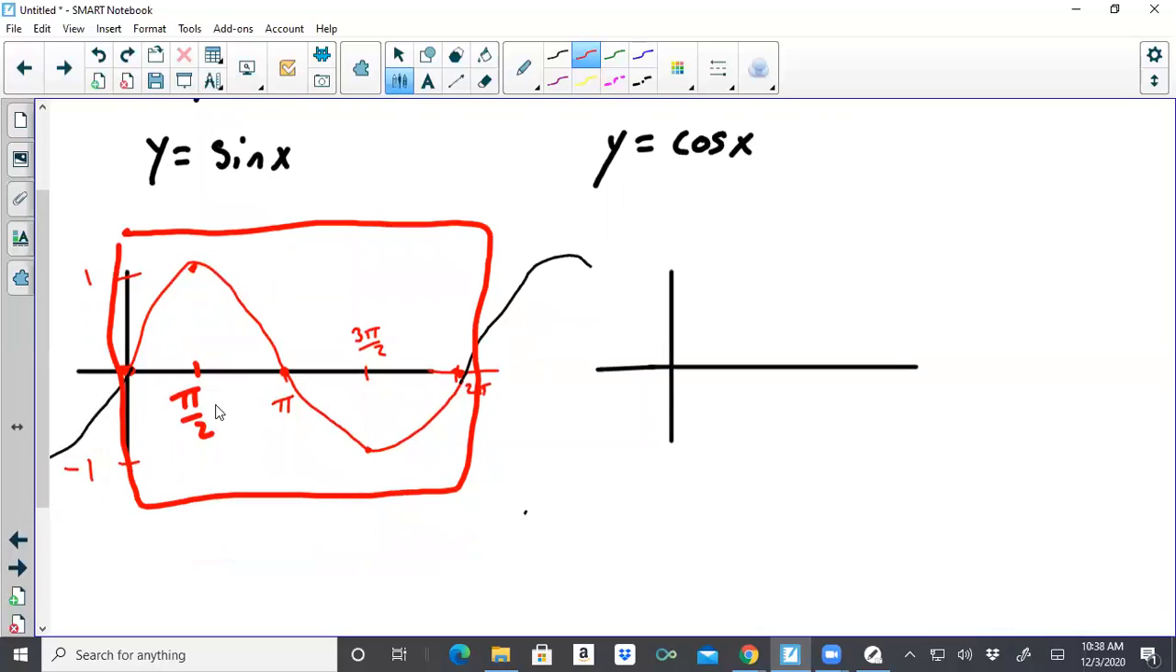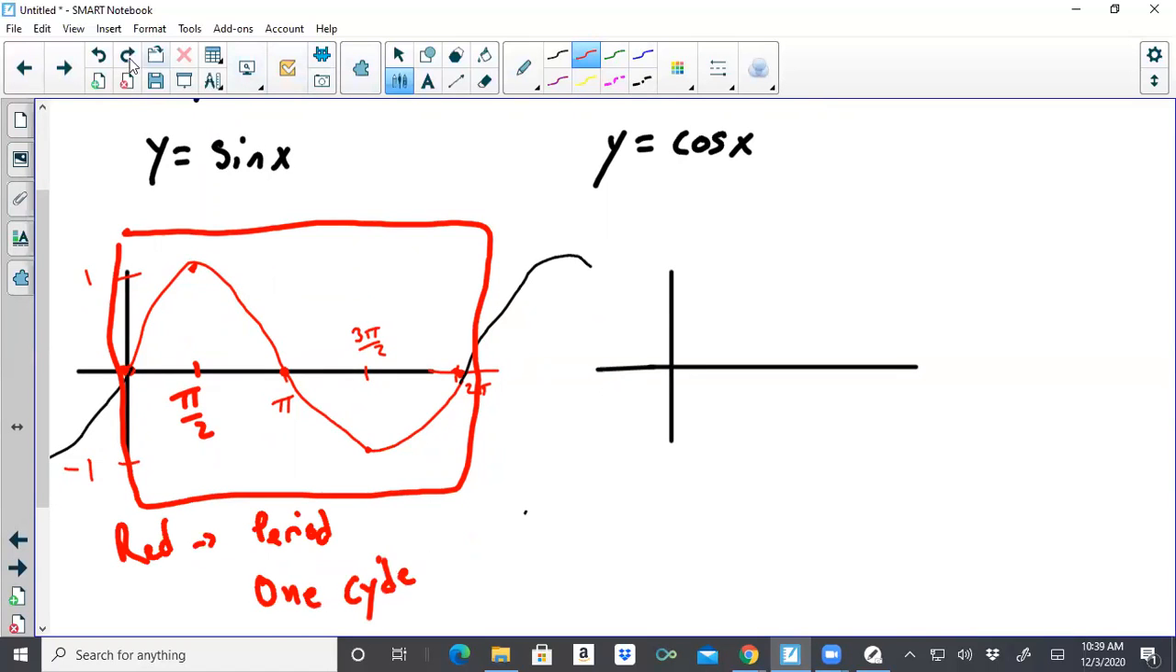That thing is called a period. The red part is called a period. It's the part that is repeating. We can also call it one cycle.